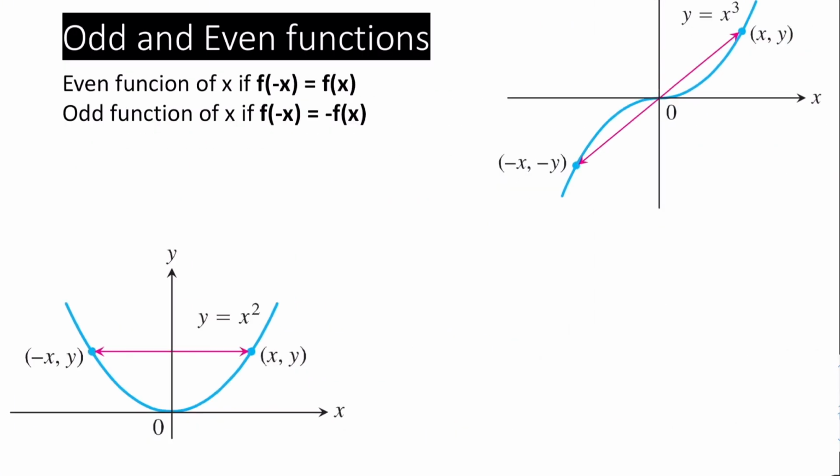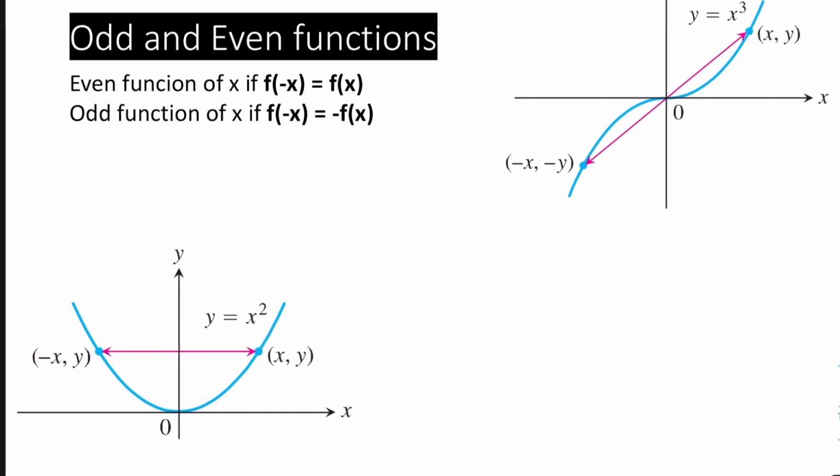Now, I need to discuss even functions and odd functions. This kind of even function and odd function comes from the power. Power functions, we're going to discuss later on. Once we have an even power, it's going to be an even function, and an odd power is going to be an odd function.